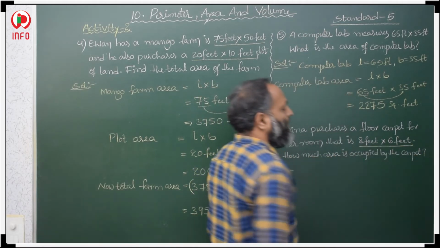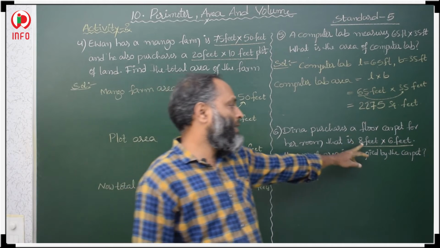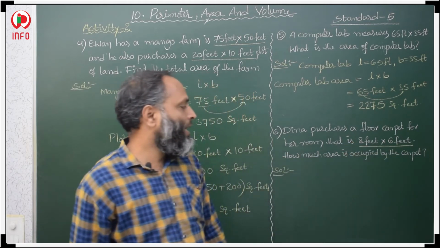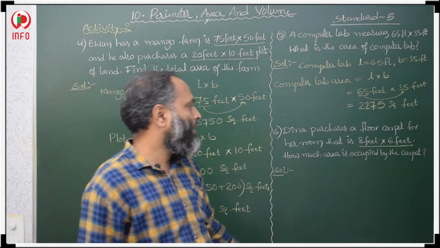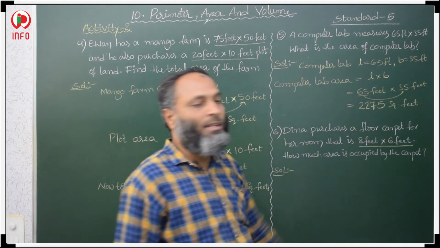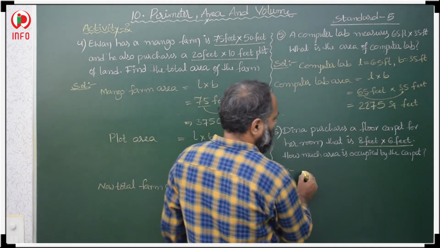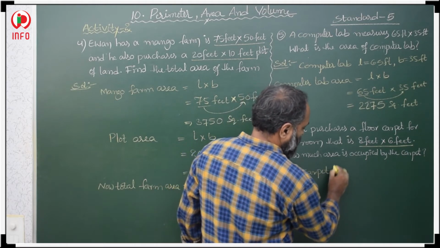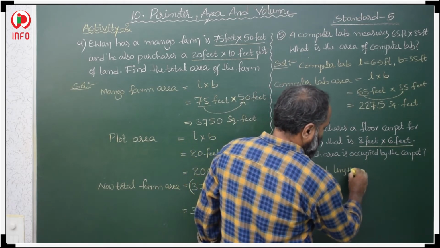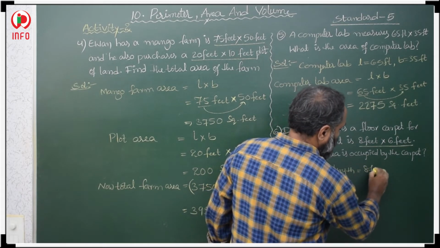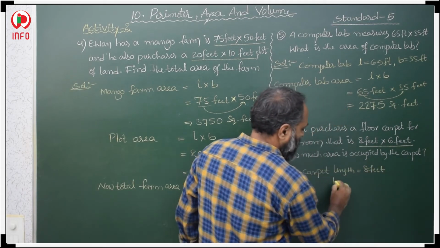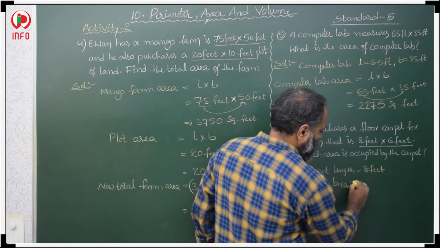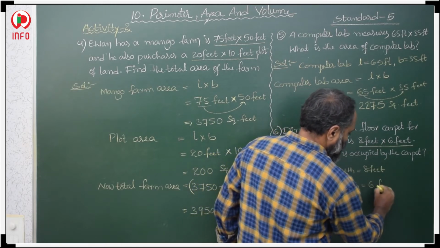Now in the 6th question, Deena purchases a floor carpet for her room, so that is 8 feet by 6 feet. Room dimension is given as 8 feet by 6 feet. How much area is occupied by carpet? So carpet length and breadth. Carpet length is equal to 8 feet. Breadth is equal to 6 feet.